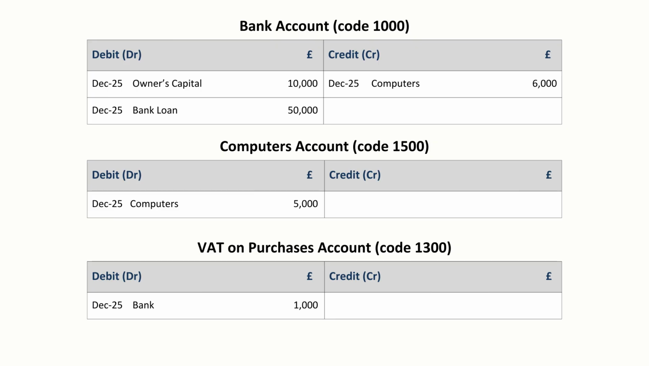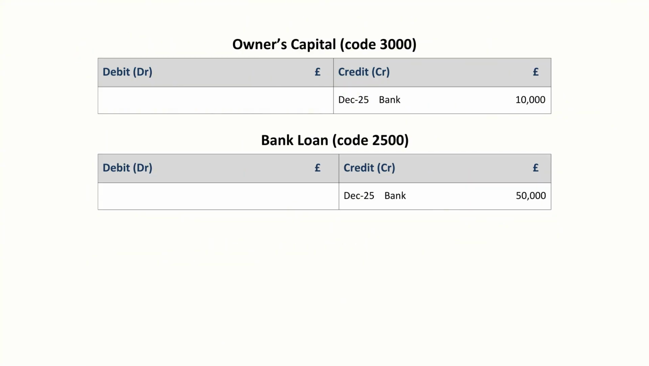When a transaction happens, for example, the owner invests £10,000 and the bank grants a £50,000 loan, then the business buys computers for £6,000. Each of those accounts will appear in the ledger using their category-based codes. Example: the business receives £10,000, so cash in the bank increases. This is a debit entry in the bank account, code 1000. At the same time, owner's capital increases. That means the owner now has a claim over the business. This is a credit entry in the owner's capital account, code 3000.